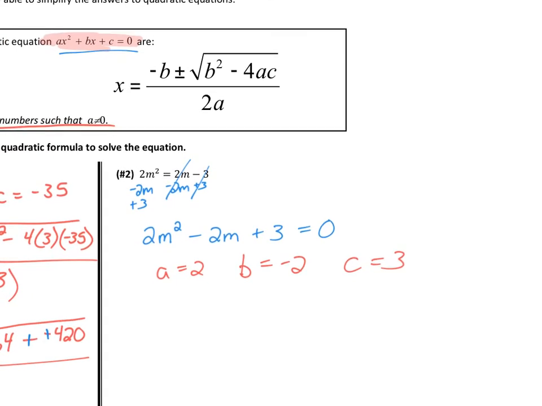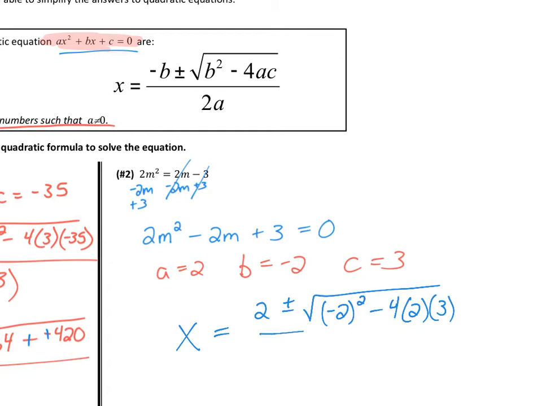So we take those numbers and we put them in the equation. So the equation is x equals negative b. The opposite of b is the opposite of negative 2. And the opposite of a negative 2 is positive 2. So it's 2 plus or minus the square root of b squared, so it's negative 2 squared minus 4 times a, so 4 times 2, times c, all divided by 2 times a. So all divided by 2 times 2.